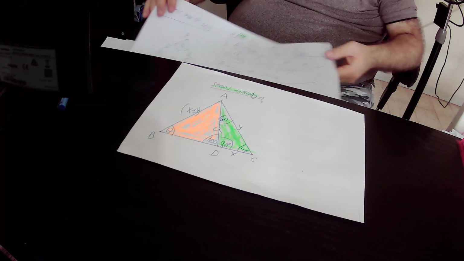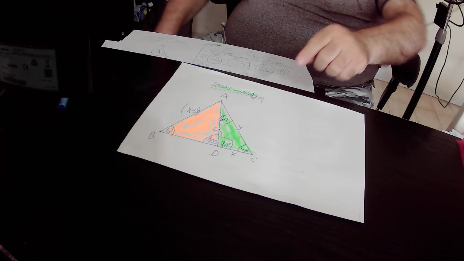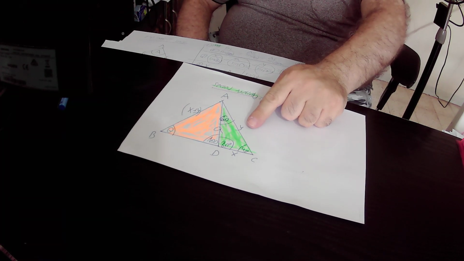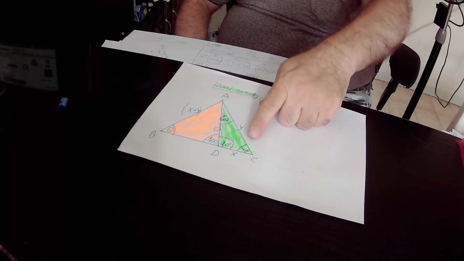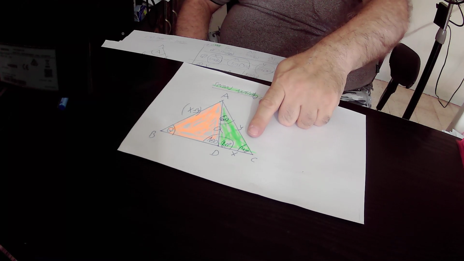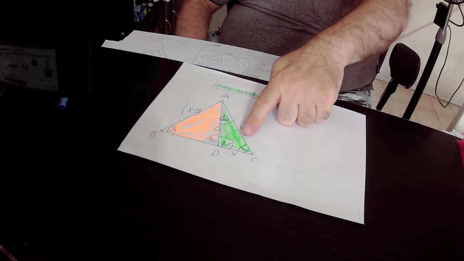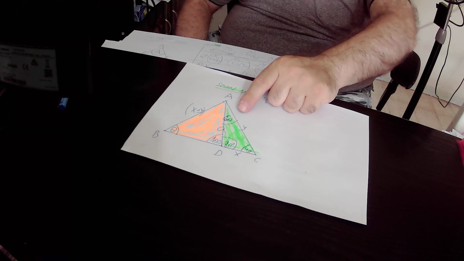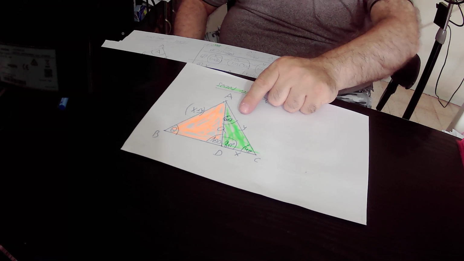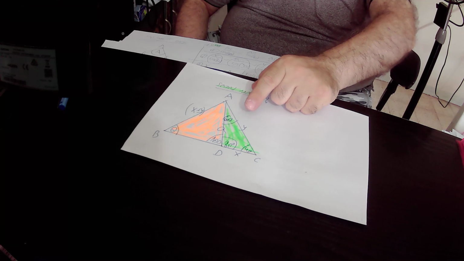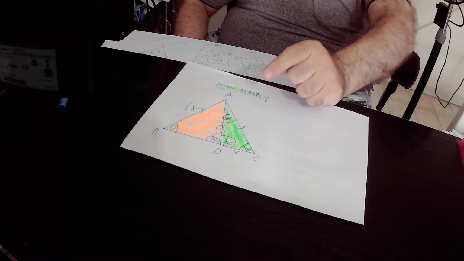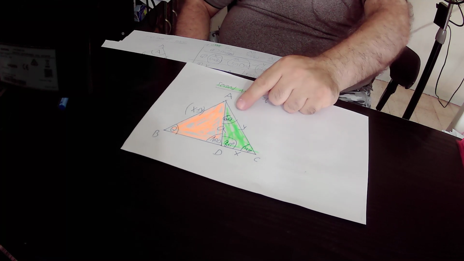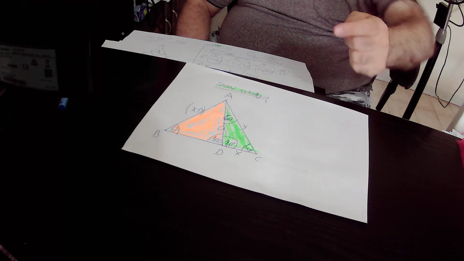In the second method, we focused on triangle ADC. This angle equals 80 degrees, this angle equals 40 degrees. 80 degrees plus 40 degrees is 120 degrees, so the sum of two angles in the triangle is 120 degrees, therefore the third angle must be equal to 60 degrees. Why? Because 60 degrees plus 120 degrees equals 180 degrees, that is the sum of the angles in any triangle. So this angle must be equal to 60 degrees.